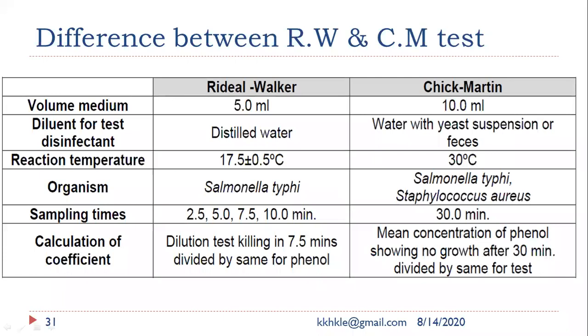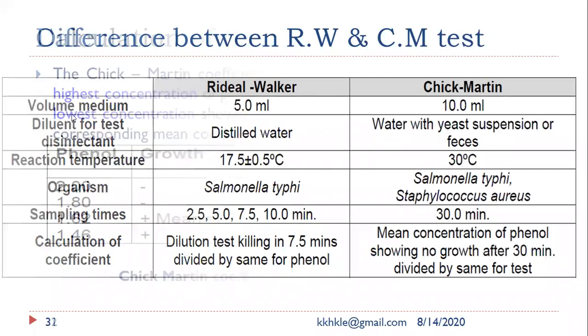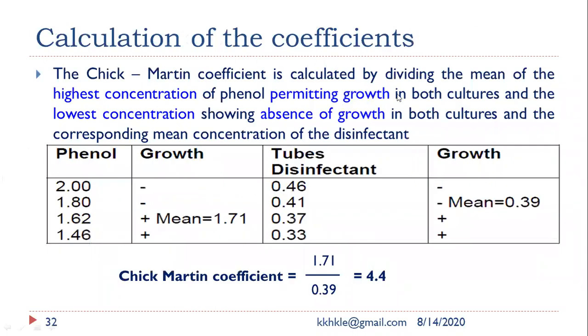So now, here you might have not understood. The mean concentration of the phenol showing no growth after 30 minutes divided by the same for a test. So how is the calculation done in case of the Chick-Martin test? The Chick-Martin coefficient is calculated by dividing the mean of the highest concentration of the phenol permitting the growth in both the cultures, that is, both Staphylococcus aureus and Salmonella typhi, and the lowest concentration showing the absence of the growth.